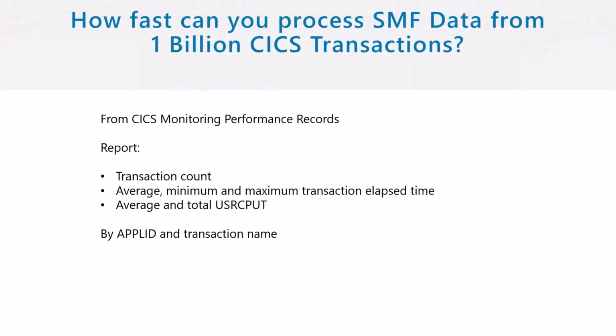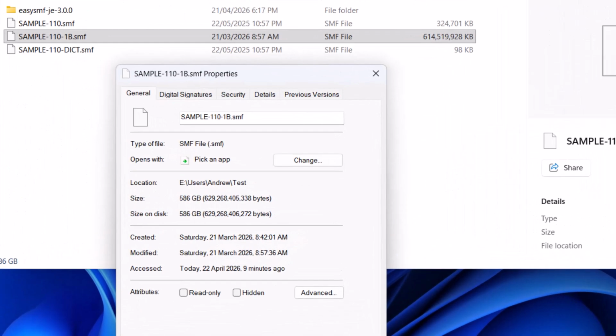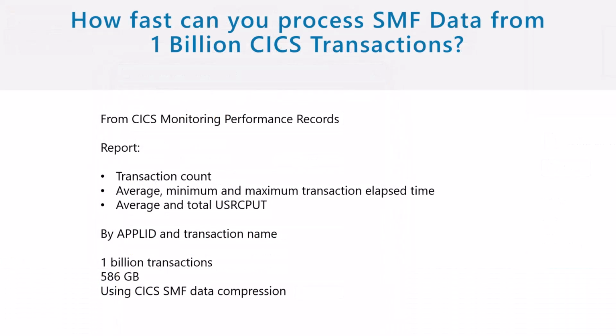I'm going to read the CICS monitoring performance records and produce a report showing transaction count, average, minimum and maximum elapsed time, and average and total user CPU time grouped by Apple ID and transaction. The file containing the SMF data is 586 gigabytes. The records use CICS data compression, so they will need to be decompressed by EasySMF. The data hasn't been sorted or pre-processed for the report.